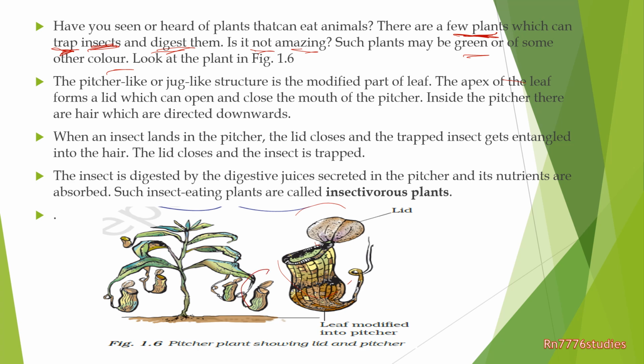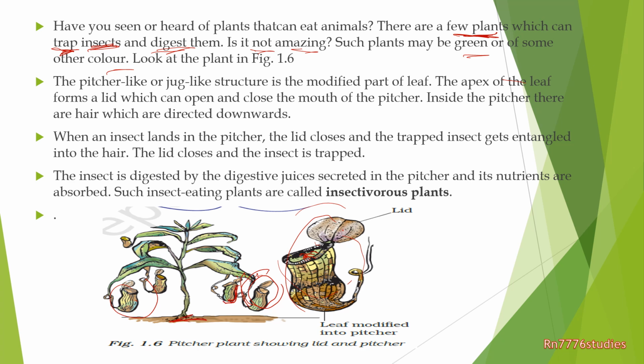You can see this is a pitcher plant. This is a basic plant. Here the insect sits, and when the insect sits here, it closes the flap. So let us see how the pitcher-like or jug-like structure works. The jug-like structure is a modified part of a leaf.